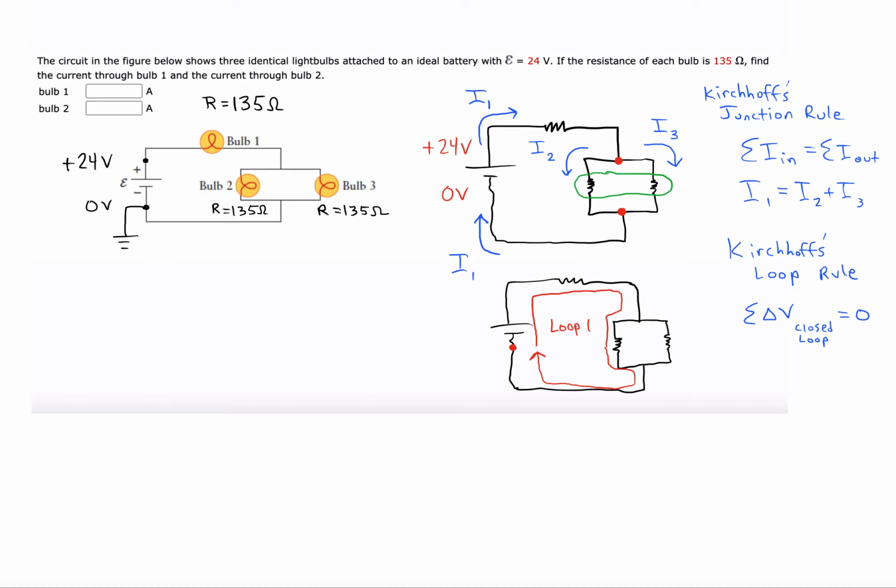Now, the idea is that if you study the potential changes around the circuit, they have to add to 0. So you're going to start off at 0. You add 24 volts when you go through that battery the right way, the right way being from negative to positive, because we're talking about conventional current. So that'll be a plus 24 once we get beyond that.